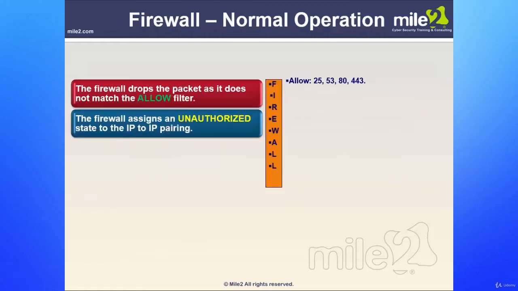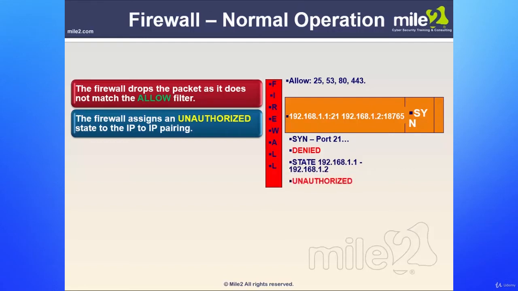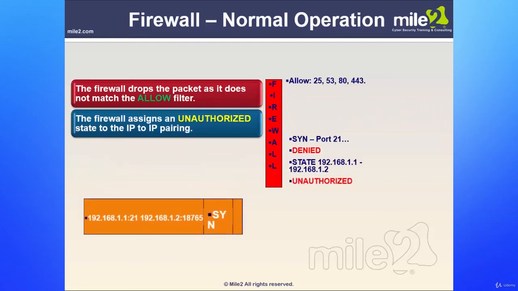So here's a little example so you can get more of a visual on this. Let's say we have a firewall that we want to overcome. The firewall's normal operation, as you can see, is that it drops the packets as they do not match the allow filter, and the firewall assigns the unauthorized state to the IP pairing if it's not in the allow section. So here we send something through, and it says port 21 is not allowed, so we're going to deny port 21. Anything else that comes in with that particular IP pairing, we're going to deny.